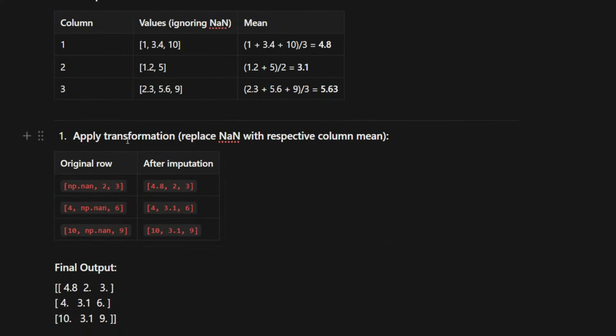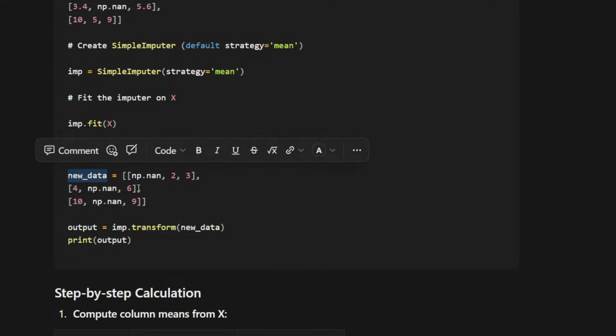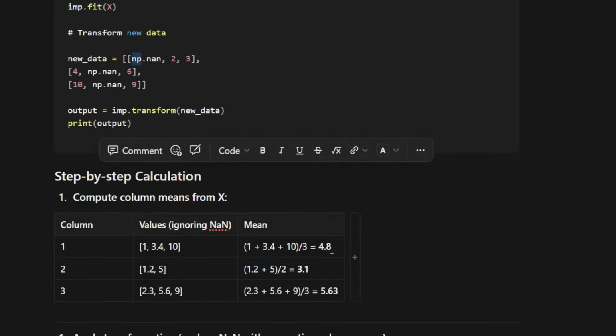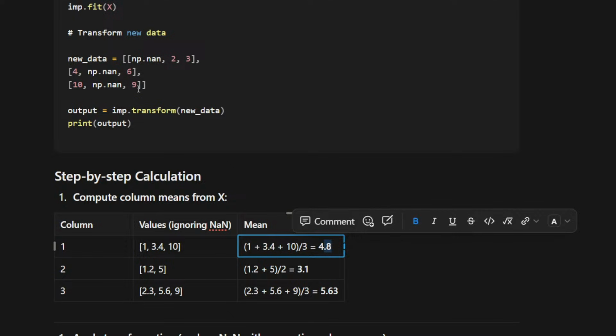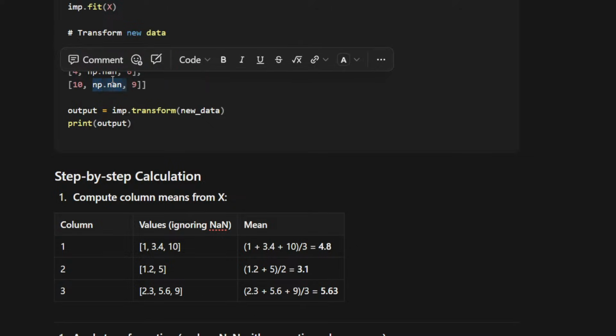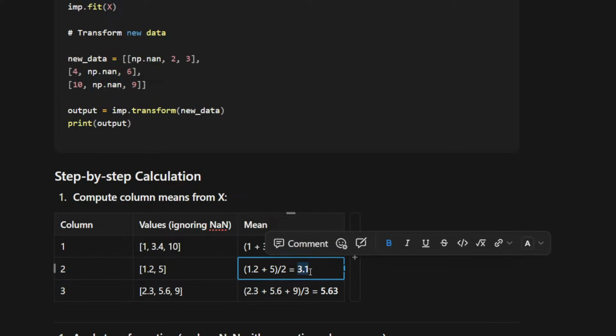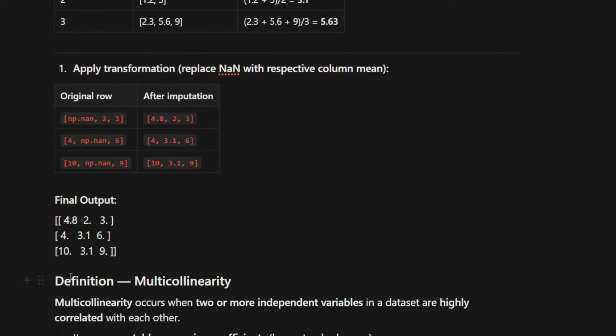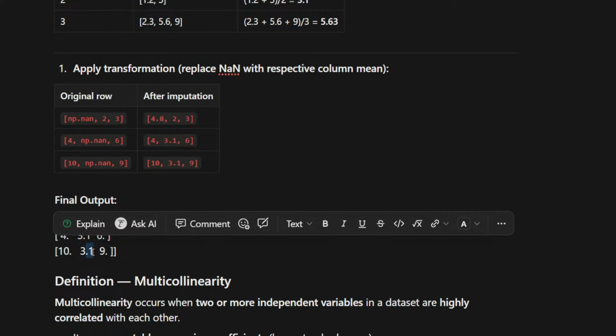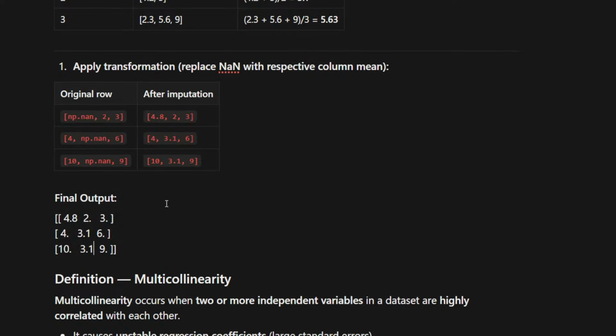Now we are applying the transformation on the new data, this one. So here in the first column we have np.nan. So we replace this np.nan with the mean of the first column, 4.8, and similarly in the second column we have 2 np.nan. So we replace both of these using the mean that we obtained for the second column, that is 3.1. So after applying, this is the final output. Here we got 4.8, here we got 3.1. This is the final output.